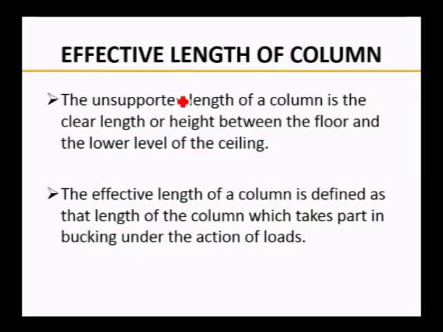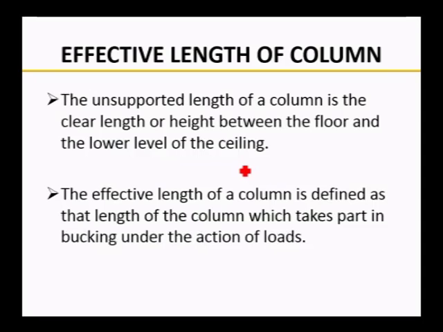Next, as mentioned in the previous slide, effective length is very important, and we have to consider it as per IS 456-2000. What do you mean by effective length? The unsupported length of the column is the clear length or height between the floor and the bottom of the ceiling. Unsupported length is the clear height of the column, from the floor to the ceiling bottom, whereas effective length is the part which takes the buckling.